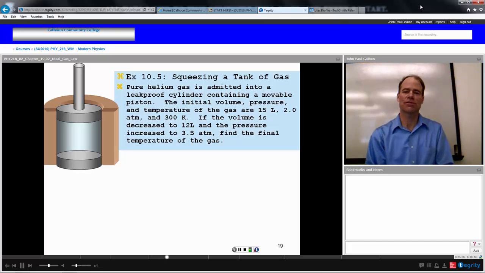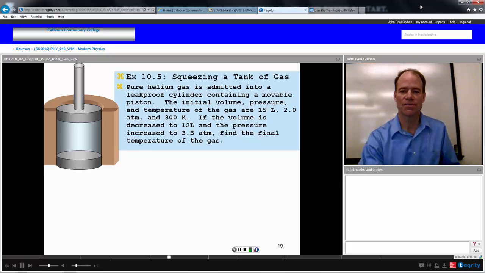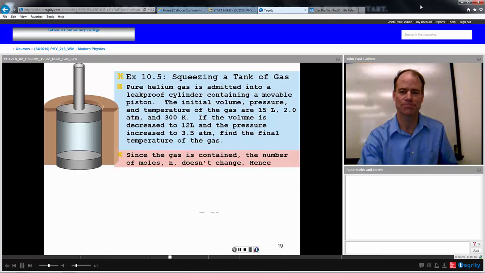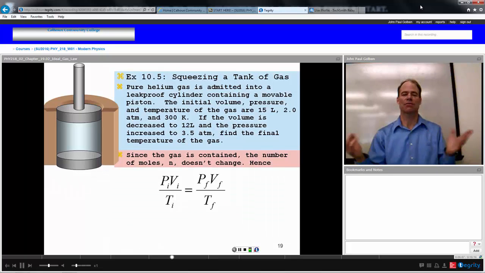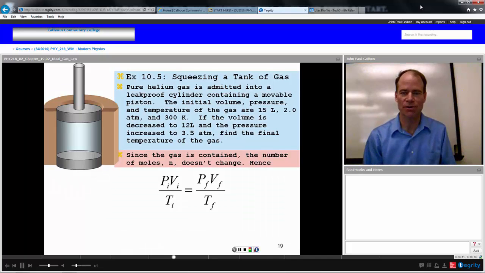If the volume is decreased to 12 liters and the pressure increases to 3.5 atmospheres, find the final temperature of the gas. So the gas is contained, the number of moles doesn't change, and we can use that ratio so that we don't even have to remember the R value. We have PV over T is equal to PV over T initially, and we want to solve this for the final temperature. So I'm going to bring the final temperature over to the left, and then bring all my other terms over to the right.